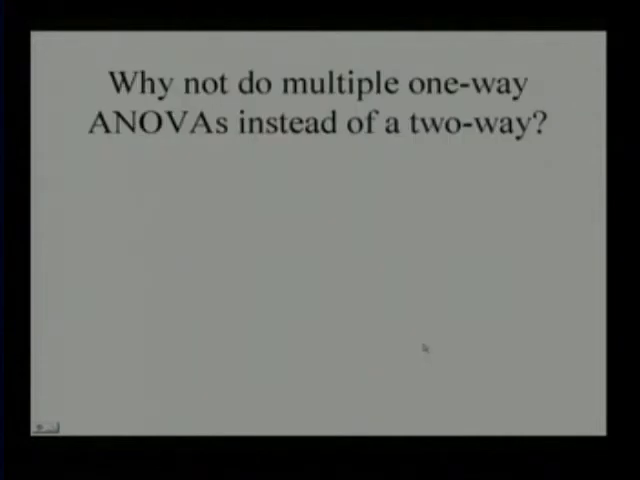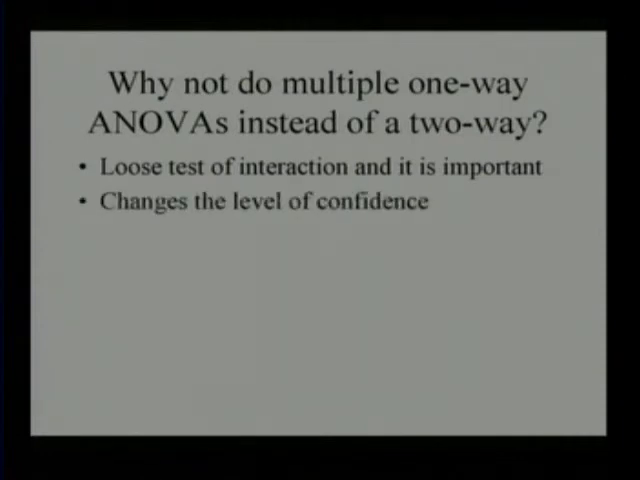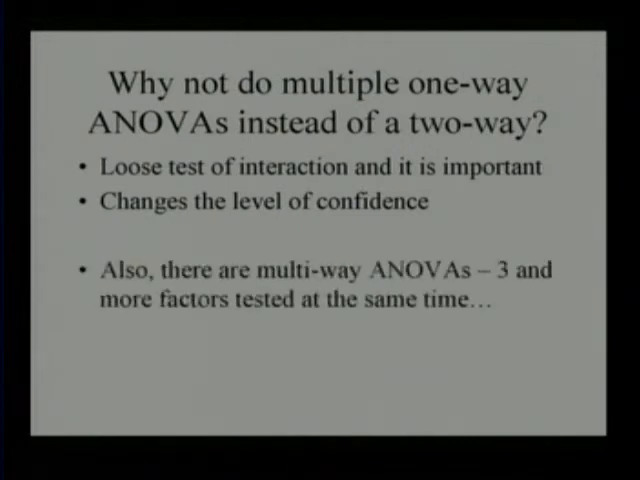So why don't we do multiple one-way ANOVAs instead of a two-way ANOVA? If we do two one-way ANOVAs, then we lose the test of interaction, and that test is an important test. And also it changes the level of confidence. We talked earlier about using multiple t-tests instead of a single ANOVA. The same thing would happen if we use multiple one-way analyses of variance instead of a two-way analysis of variance. It changes the level of confidence.